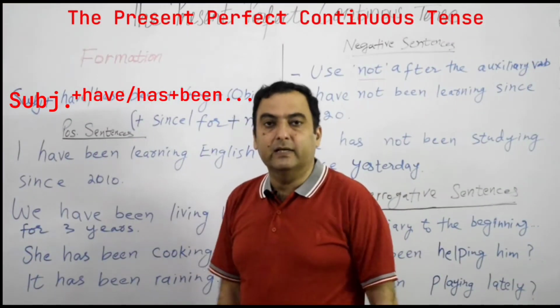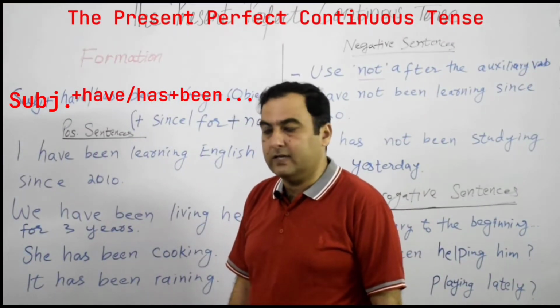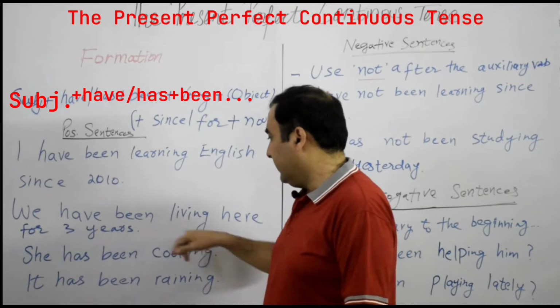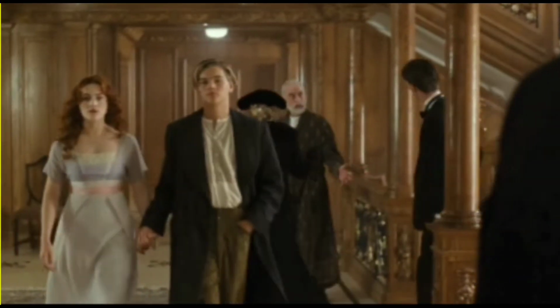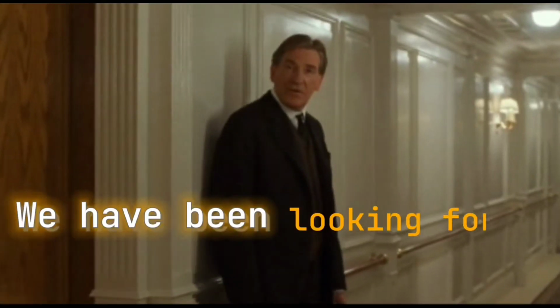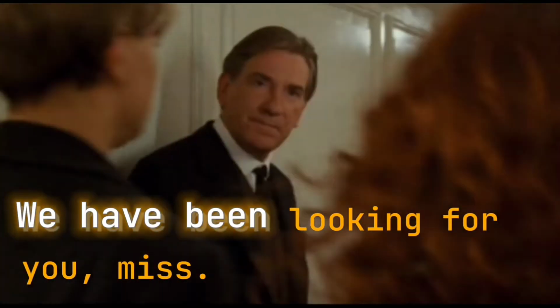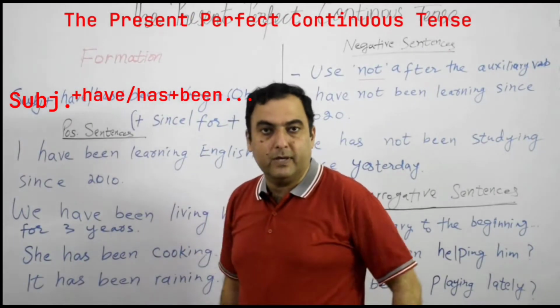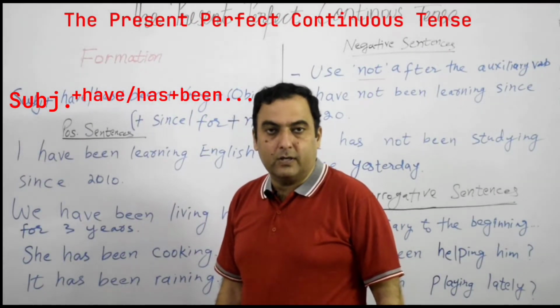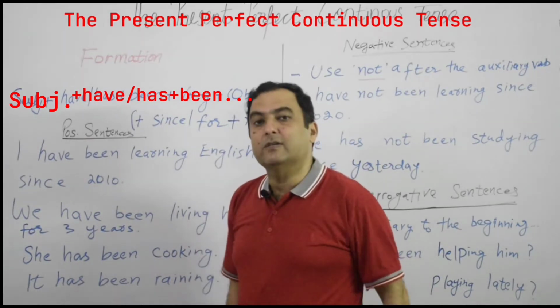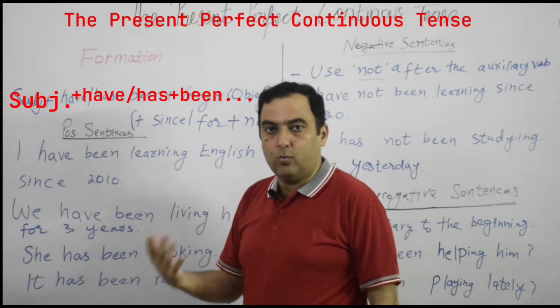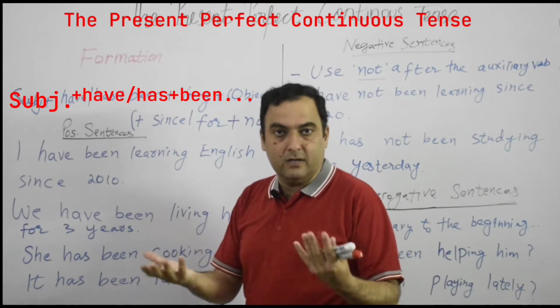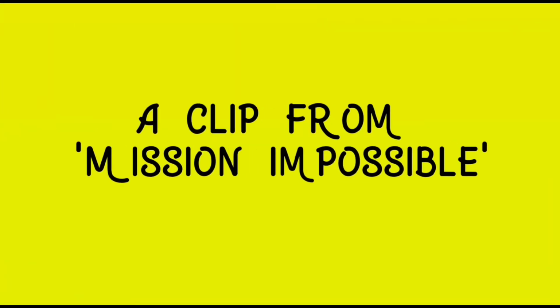So I've been learning English since 2010, for example. We have been living here for 3 years. We've been looking for you, miss. We have been living here. For example, you talk about your house. You talk about your accommodation, for example. You say, I've been living here. We have been living here for 3 years, for 5 years.